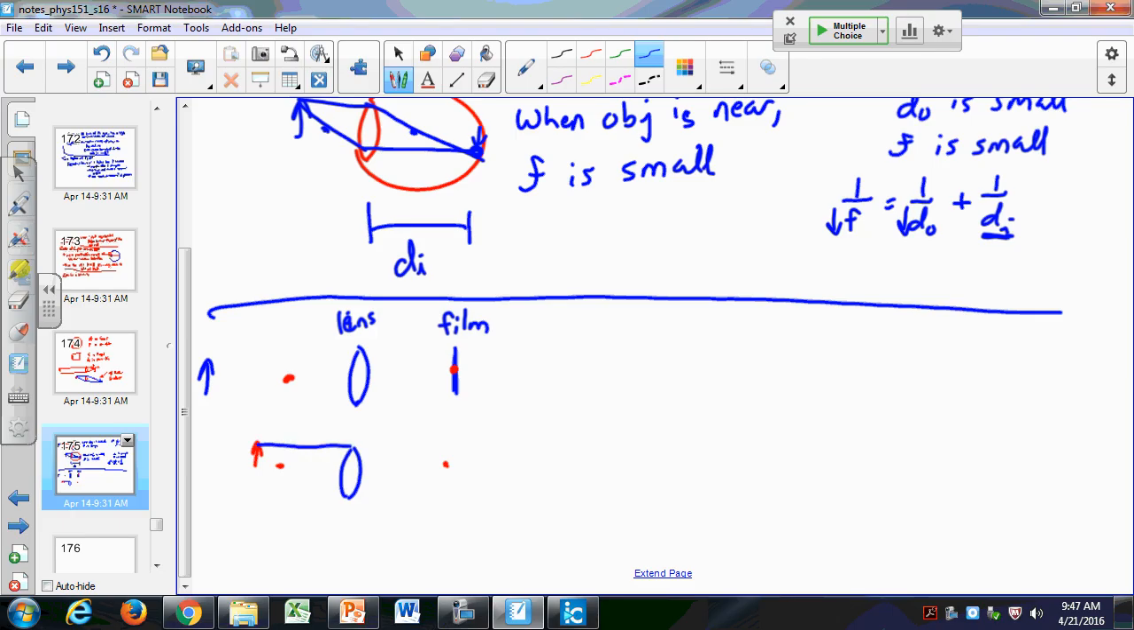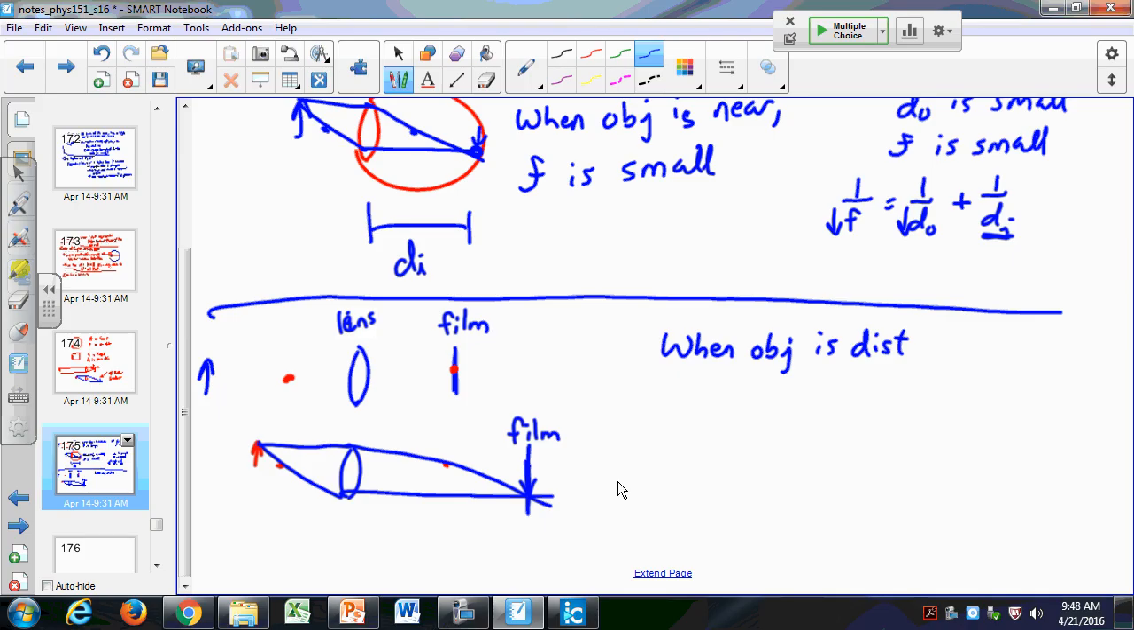I think about my rays. They go parallel to the axis, through the focal point, parallel to the axis. So my image is going to be formed back here. So my film will now be back here. Okay. Now that I think about it, that's not really intuitive with the camera. It seems that your camera is actually doing something else, right? Maybe that's what confused you, because that's not really what it seems like the camera is doing. Okay? So, let me put this in words. When the object is distant, the film is close.